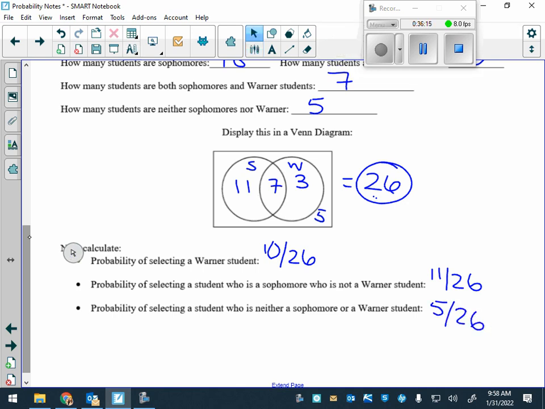All right, you guys. So that's where we are going to end today. This whole experiment is going to lead us into next lesson. All right. I'm going to give you your practice.